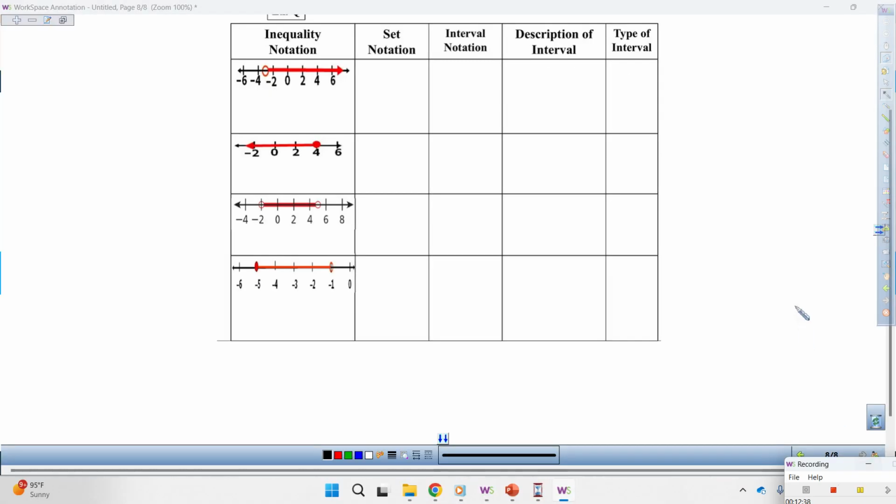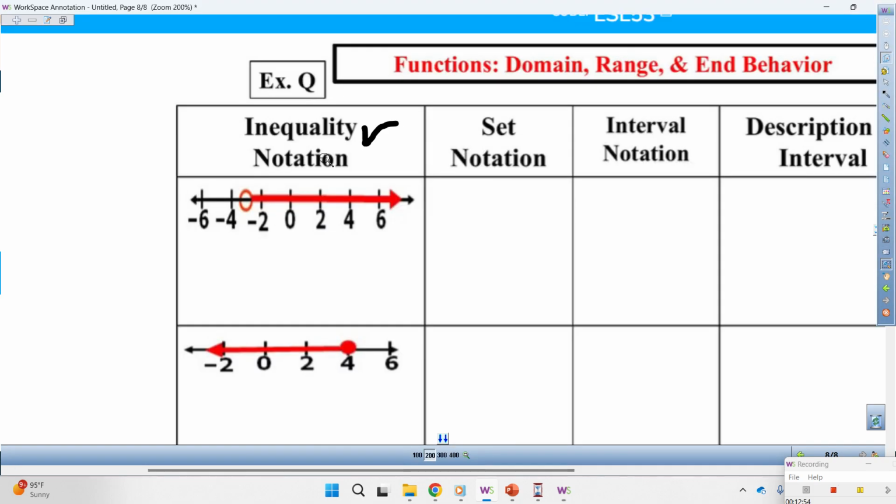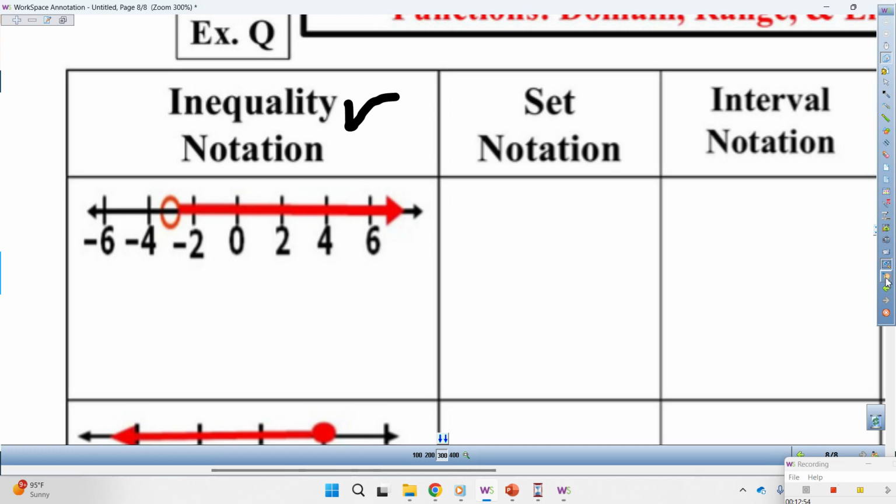All right, here we go. For the sake of time, y'all ready? Start with the first one. Look up, please. For the first one under each graph, we're going to write an inequality notation. By now, we should already know how to do that. So I'm going to zoom in to the very first graph. There it is.